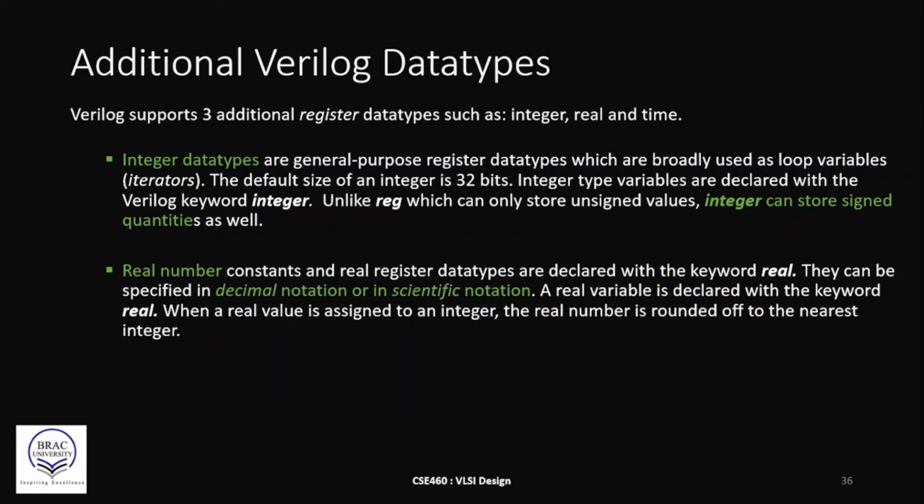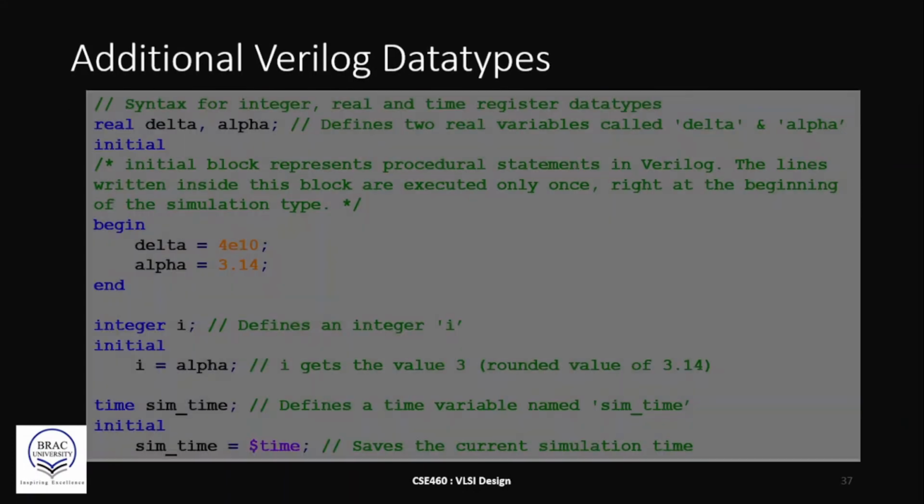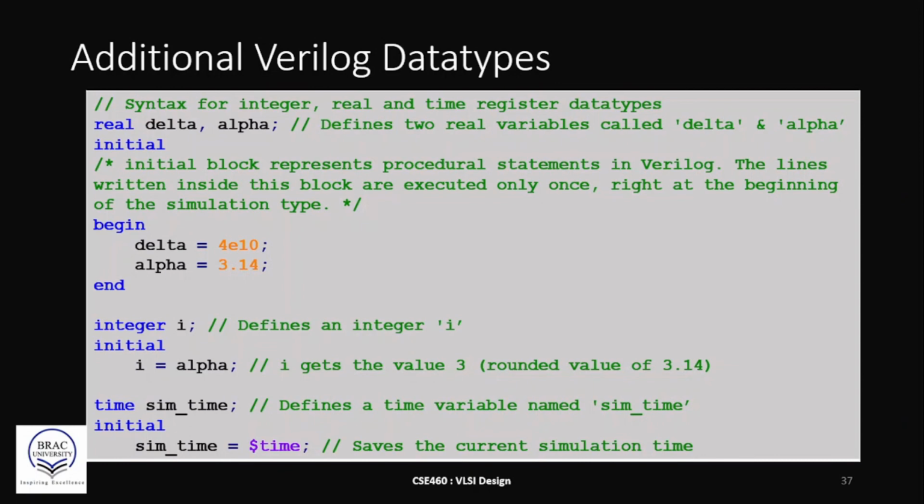The real data type can store numbers with fractional parts or specified in scientific notation, like 3 × 10 to the power 8, which can also be stored in Verilog using this real data type. However, if real data is assigned to an integer, it will be rounded off to the nearest integer. Time is a special Verilog data type which can be used to store the current simulation time. In this slide, you can find the details of these 3 data types. Have a look and you will have a working knowledge of these data types.